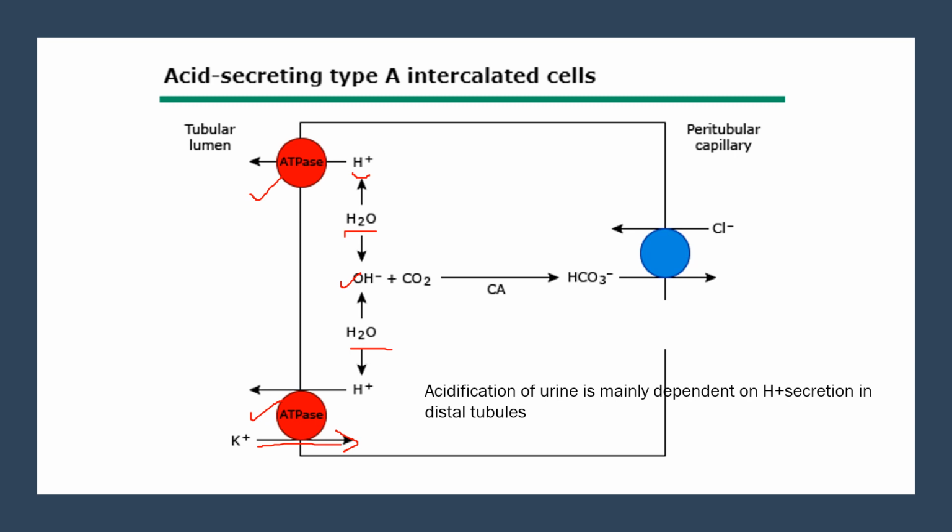Okay, and this side what happens? The carbon dioxide combines with OH minus to form your bicarbonate with the help of carbonic anhydrase, and bicarbonate enters into your capillaries through this chloride exchanger. A negative ion exits and a negative ion enters. The negative ion here is chloride. The acidification of urine is mainly dependent on this hydrogen secretion through ATPase and potassium hydrogen exchanger in distal tubules.